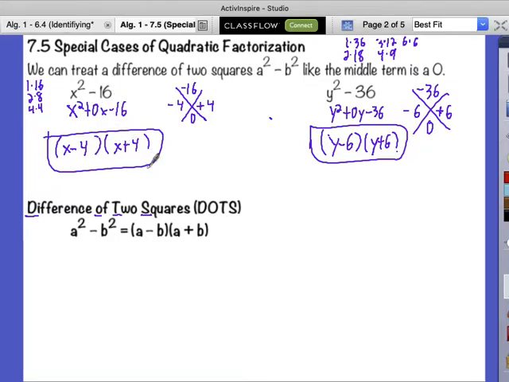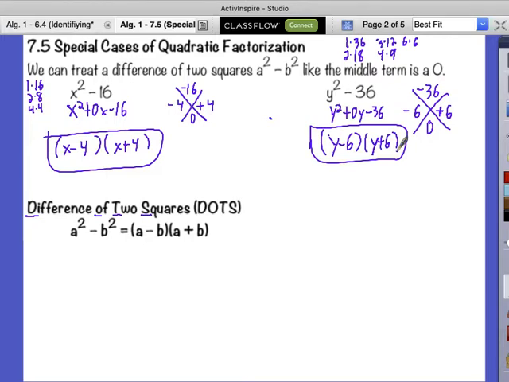Same thing here. Y squared is the perfect square. 36 is the perfect square. And we're subtracting. Square root of the first minus square root of the second. Square root of the first plus square root of the second. That's your two parentheses every time. We can always still go about it this way, where we write the middle term as 0 and keep going. You can also do that. There's nothing wrong with that. This is faster. So we keep it.